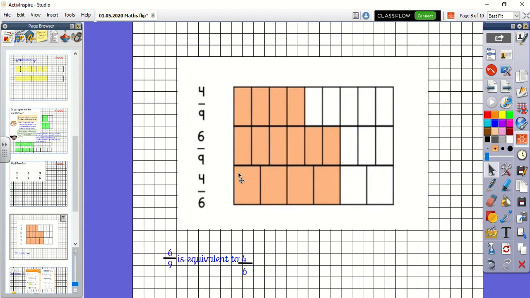Yeah, you can also say that 4/6 is equivalent to 6/9 because the same amount of bar model has been coloured in. 4/9 would be your odd one out because it is not equivalent.